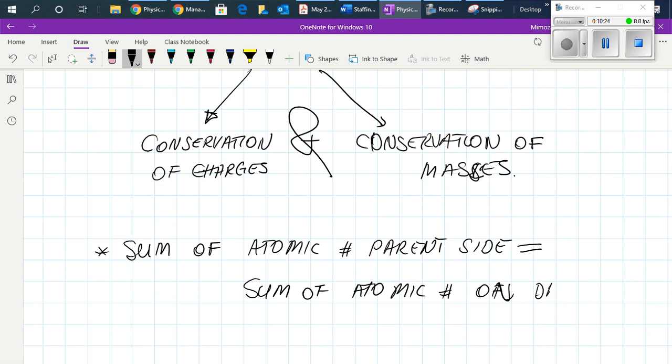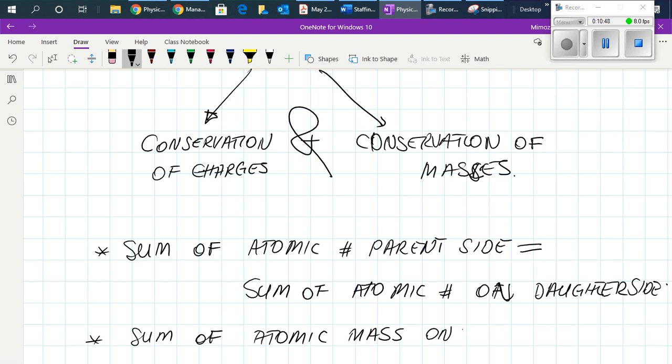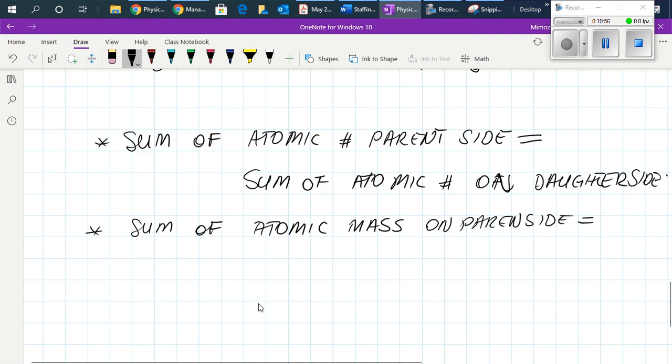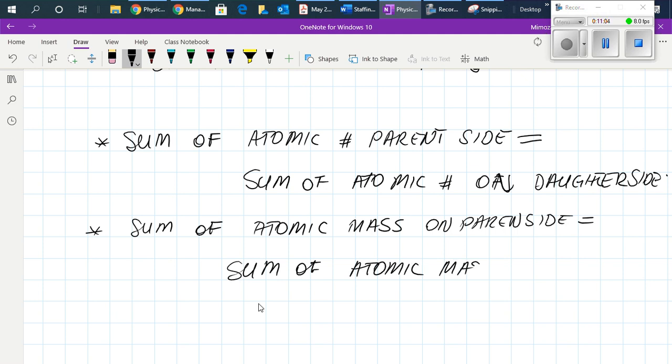And then the sum of atomic mass on the parent side is equal to the sum of atomic mass on the daughter side of the nuclear reaction. So let's suppose that we have an example here.